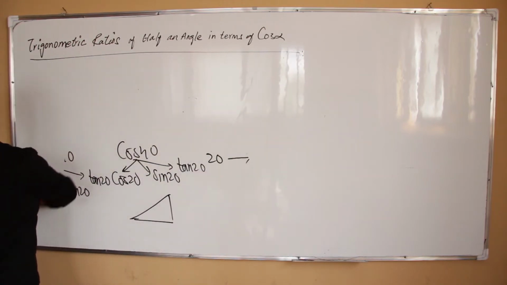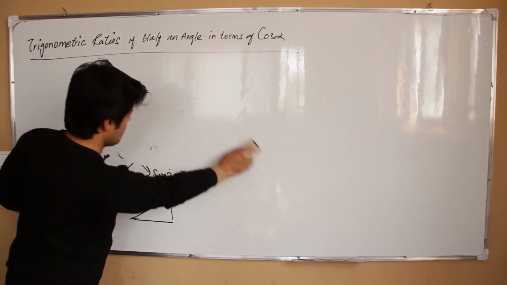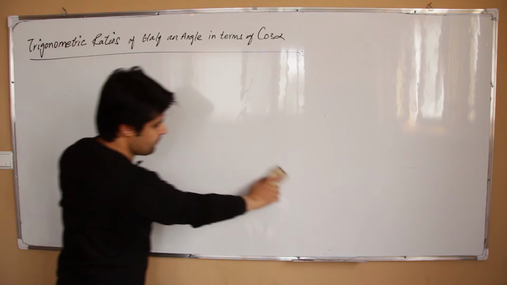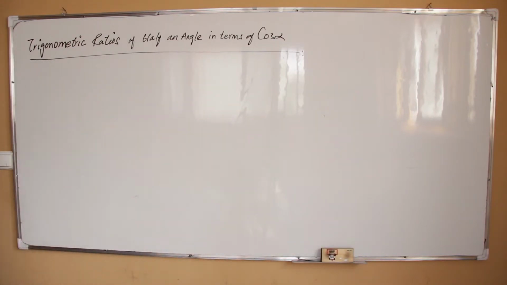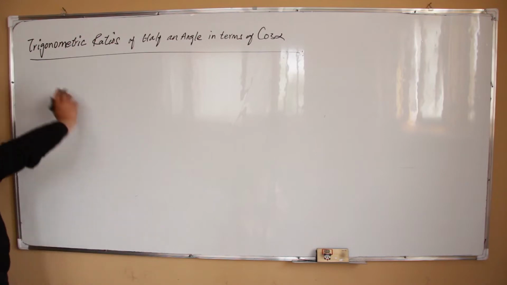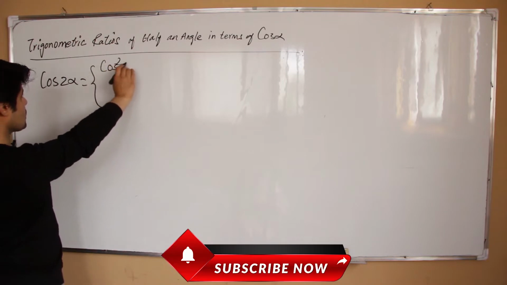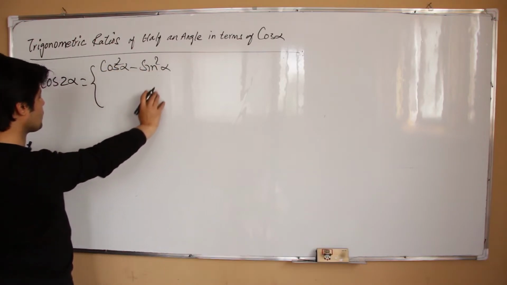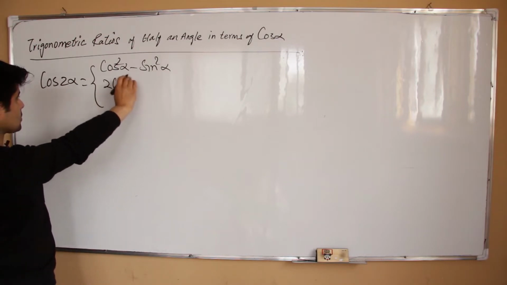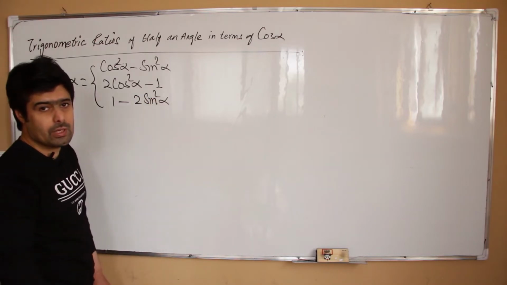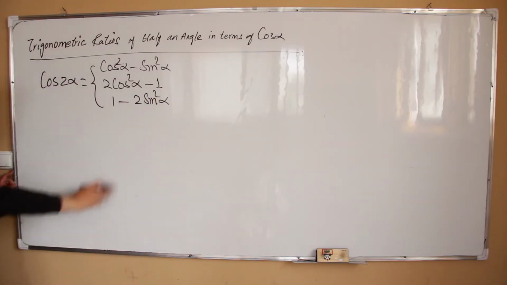Please find a place, pick up your notebooks, and think deeply how we can define and find the formulas. Okay, simple. What's the formula for cosine of 2 alpha? Cosine of 2 alpha, we have three formulas: cosine square of alpha minus sine square of alpha, 2 cosine square of alpha minus 1, and 1 minus 2 sine square of alpha. Am I right? Yes.